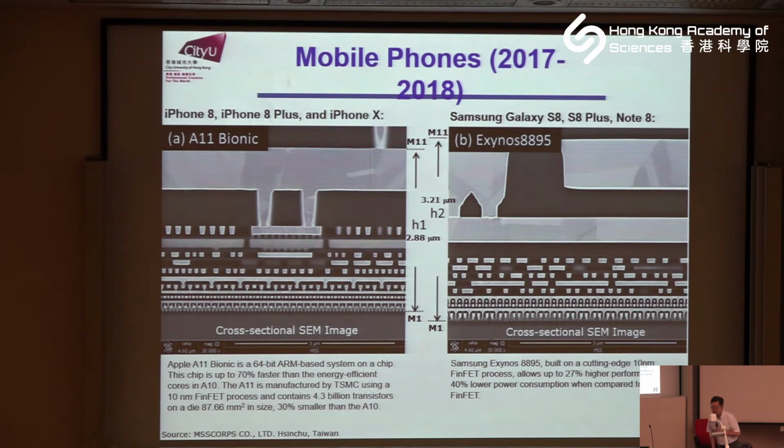So first we dissect an A11 Bionic, and A11 is from the iPhone 8, 8 Plus, or iPhone X. Okay? The newer generation, of course, is the A12. And for Samsung, we can look into this particular CPU, the 8895, which is from the Samsung Galaxy S8, S8 Plus, and Note 8.